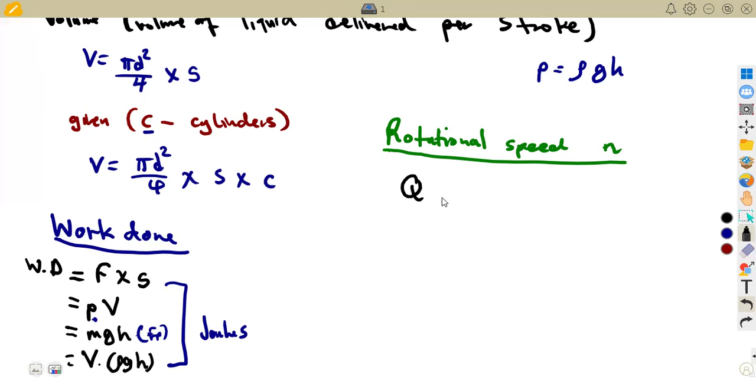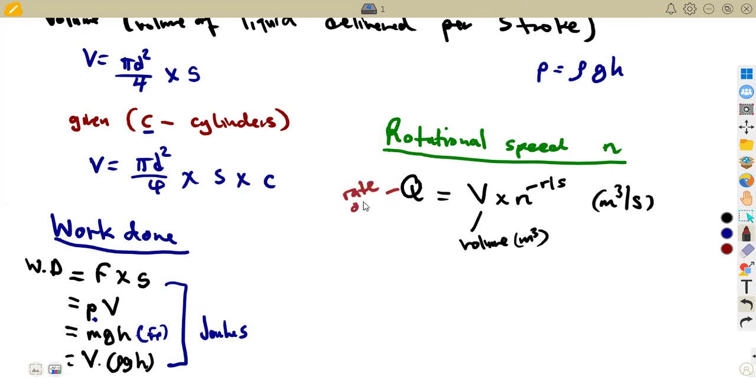Q, representing the rate of flow, is equal to the volume times the rotational speed, which is given in revs per second. This is our volume in cubic meters. So it will give us the flow rate, which is in cubic meters per second. So Q represents the flow rate, or the rate of flow. Then N represents our speed, which is our rotational speed in this case.